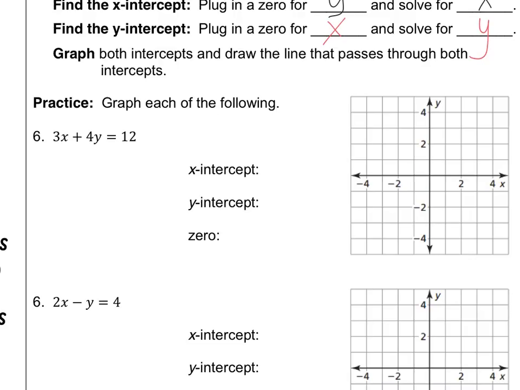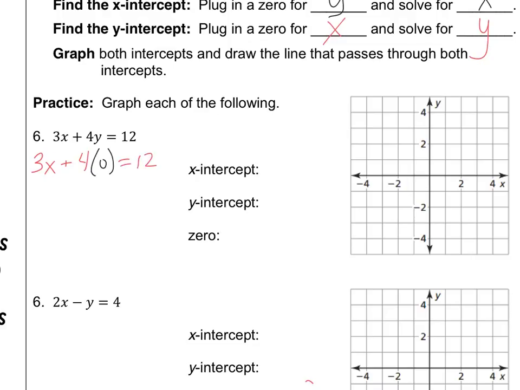So we're going to start by finding our x-intercept. So to find our x-intercept means we want to solve for x. So we're going to take our y and plug a 0 in for it. So we got 3x plus 4, but instead of a y, we're going to plug in a 0, equals 12.